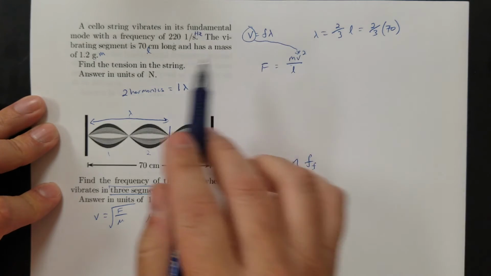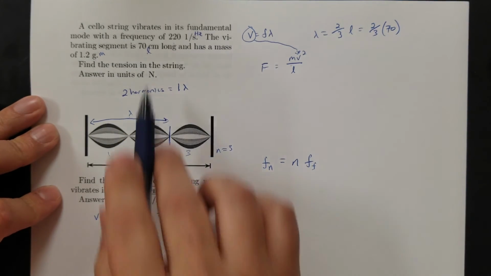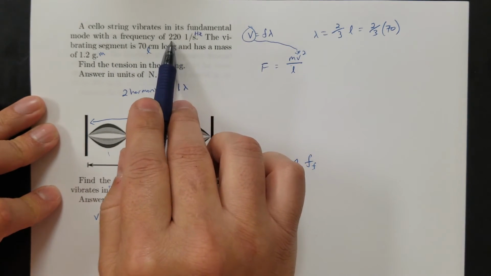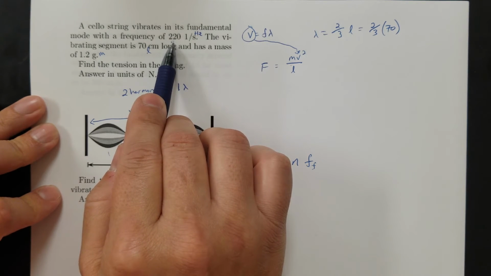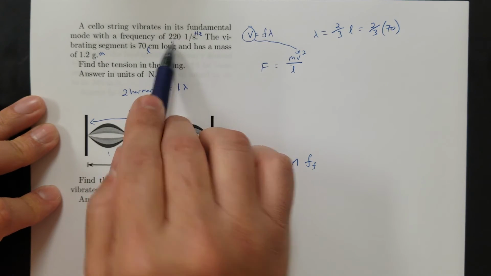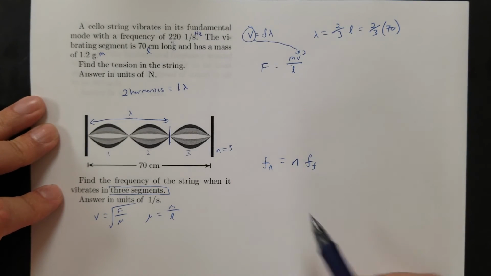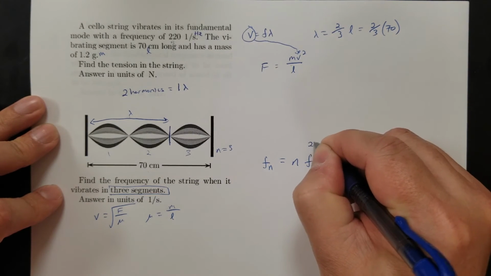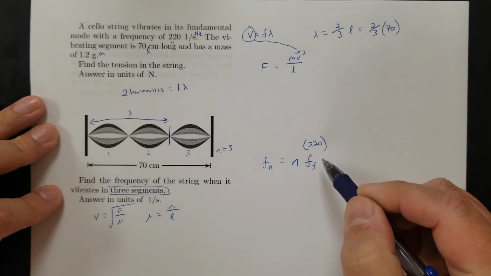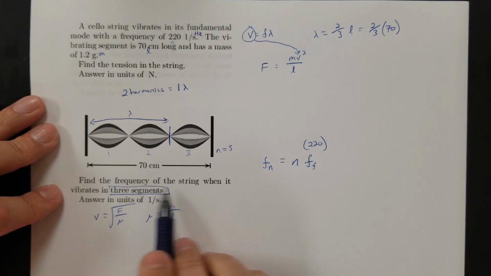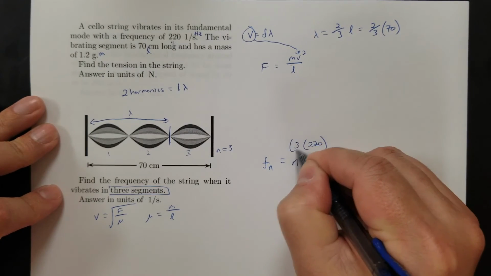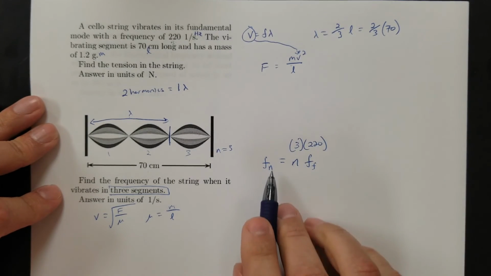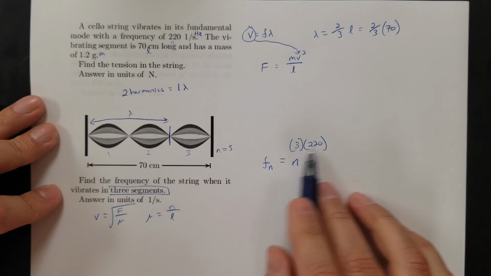And so in my problem, I want the frequency of the string when it vibrates in 3 segments. The fundamental is 220, right? So 220 is going to be my fundamental, and n is going to be 3. So my frequency of the nth harmonic is just 3 times 220, right?